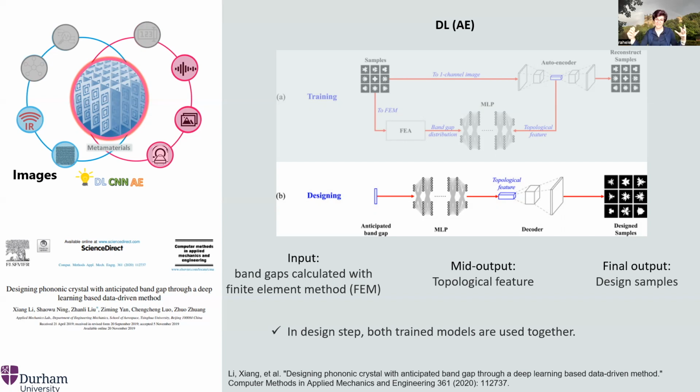So the whole process has the band gap as input, some mid output that's topological feature, and some main output that is the design sample. So in this design step, the trained models are used together and the purpose of the algorithm is found without using a lot of data that was needed for the whole process being done in deep learning background.